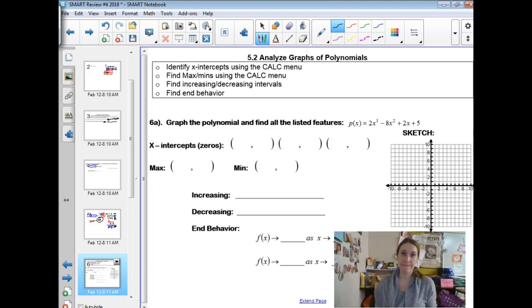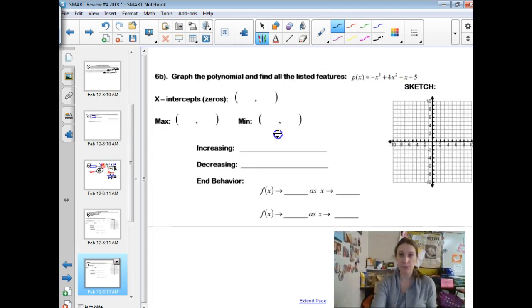Alright. Now, more typing on the calculator. I'm going to do 6b with you. You probably already have 6a done from class. And I want you to pause the video. I'm going to pause, and we're going to get the function typed in.